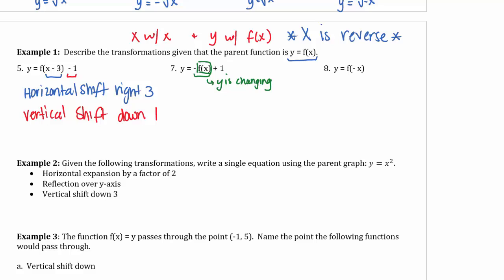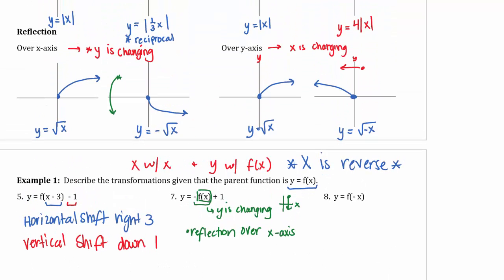In order for y to change, it needs to go up and down. So it has to go over the x-axis. So I'm going to say that is a reflection over the x-axis. And if you want, you could look back over here when we did reflections. When we had that negative on the outside, it was a reflection over the x-axis. So that's another way to tell what the transformation is.